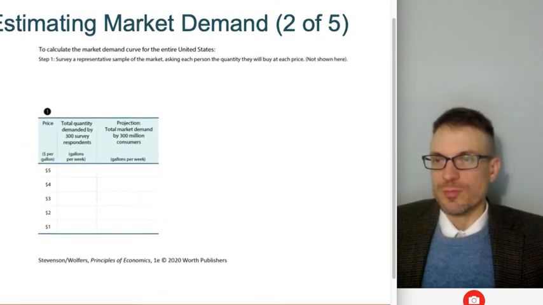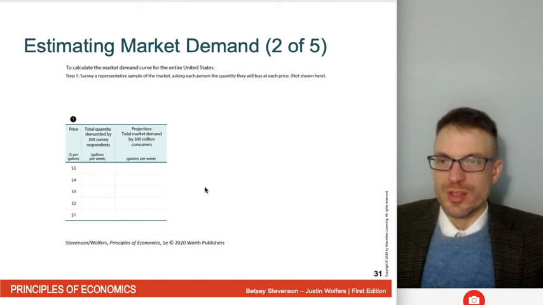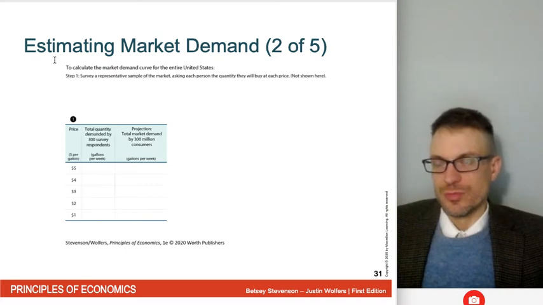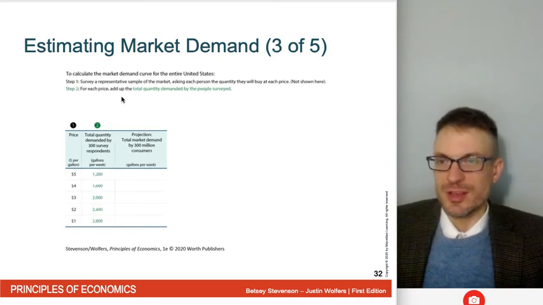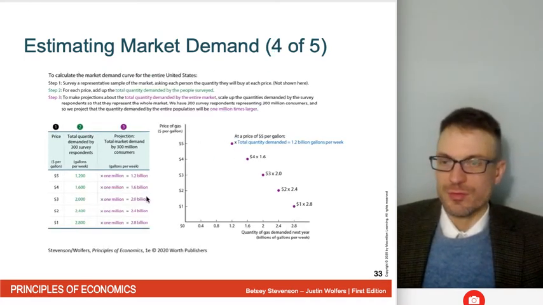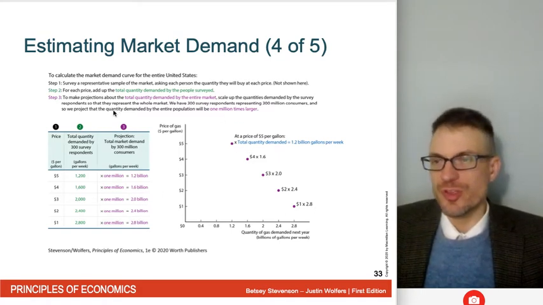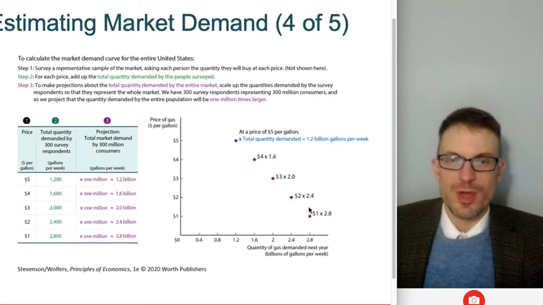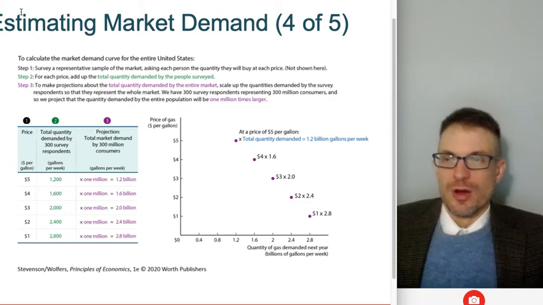Suppose we're doing this for the United States. We want to sample the market representatively, ask each person what quantity they buy at every price, and then scale up. That's the idea, and that was what we had from before. And then here's just plotting those points. This on the left would be our demand schedule. This on the right is going to be the market demand.